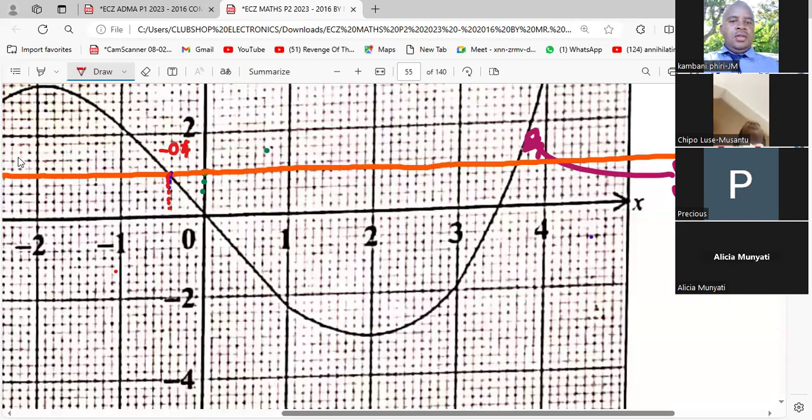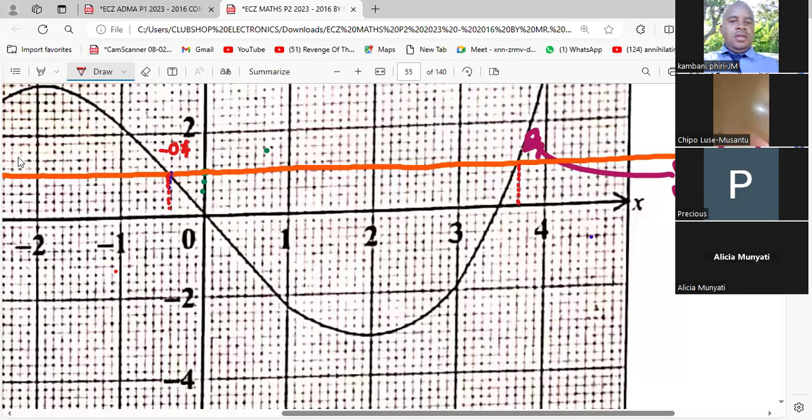Remember again, I hope you guys are not playing with water. Okay, another point of intersection is somewhere here. Waiting for me to do it.